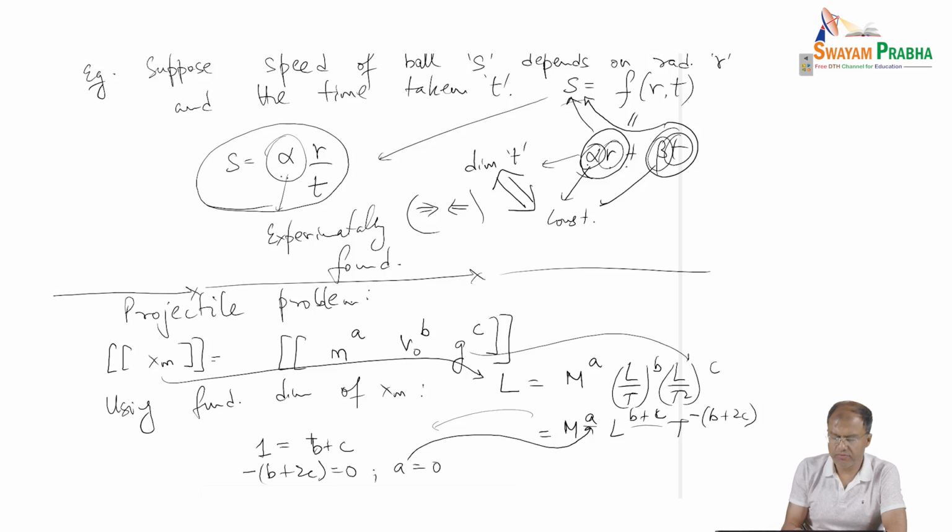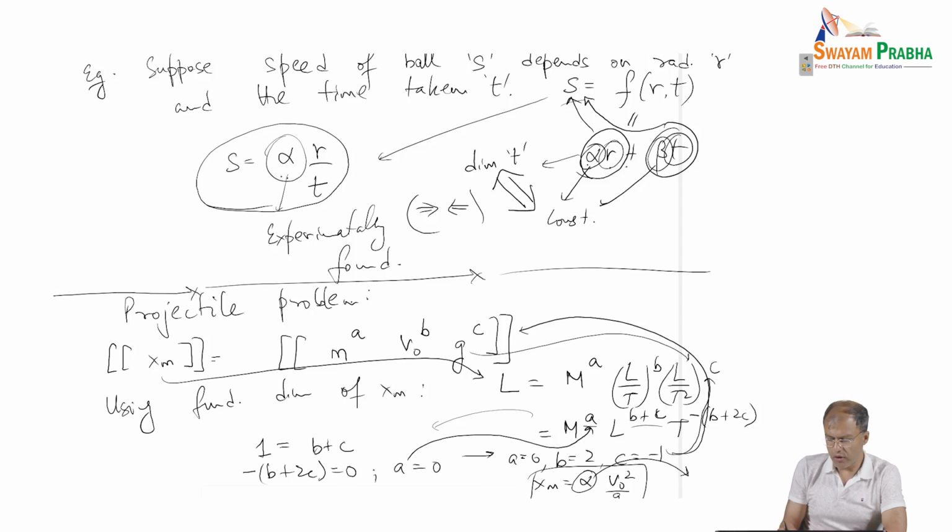So now from here we have three unknowns and three equations. We can quickly find out that a is 0, b is 2, and c is minus 1. And if we plug all these values of a, b, c here, xm comes out to be alpha times v naught square by g, where again alpha is an experimentally determined quantity. So if we were to solve this equation of the projectile motion, we will find out that surprisingly the maximum height attained is some constant times v naught square by g.